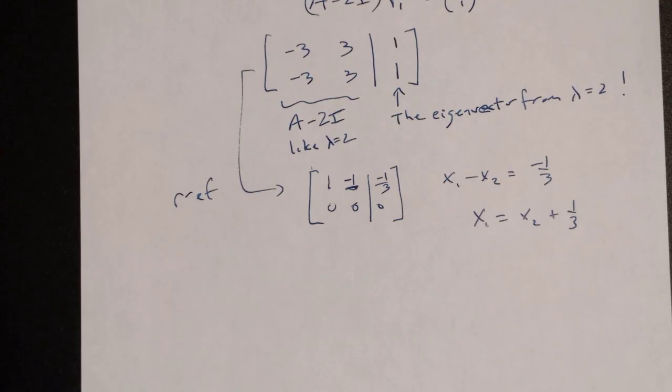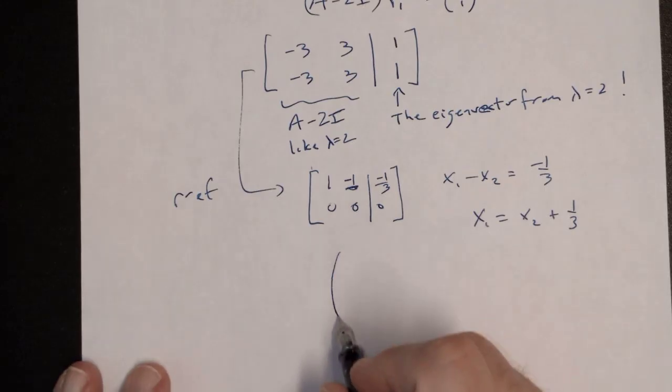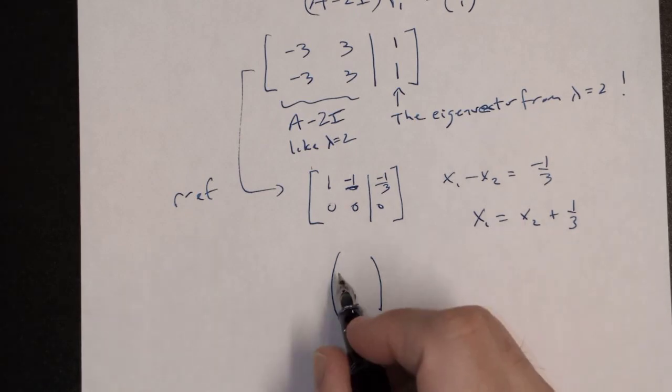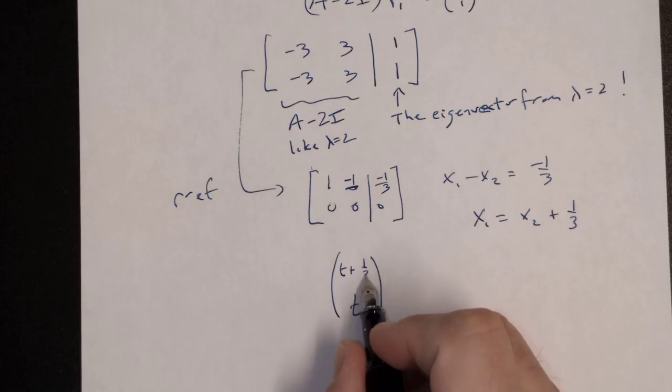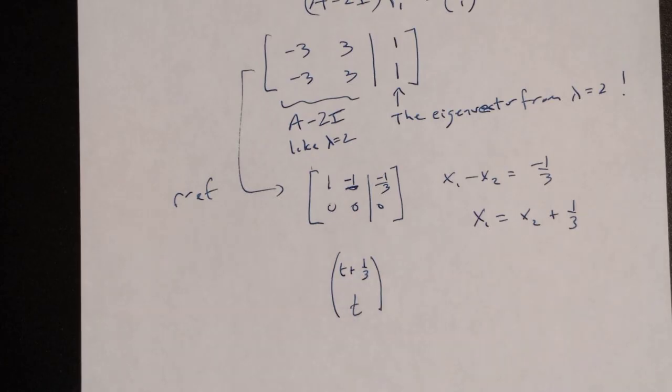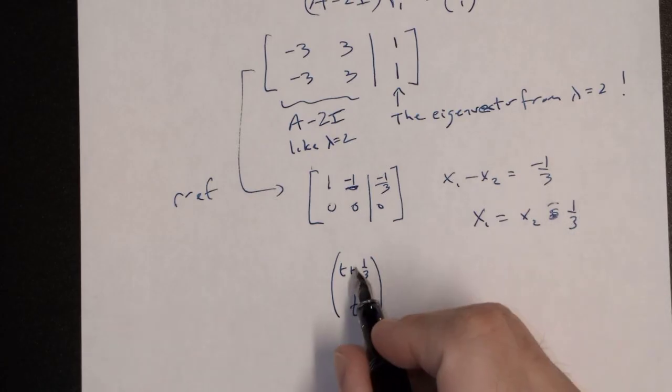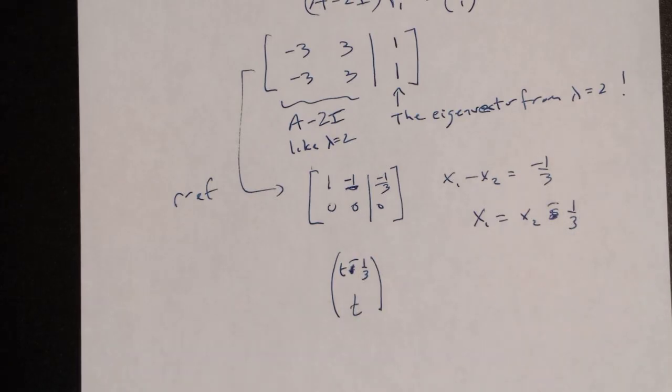Let me write that as a vector. My bottom choice can be anything I want. X2 could be anything. That's my free variable. But my bound variable adds 1/3, doesn't it? Oh, yes, it would be minus 1/3. Thank you. I don't know why I dropped the sign. My fault.